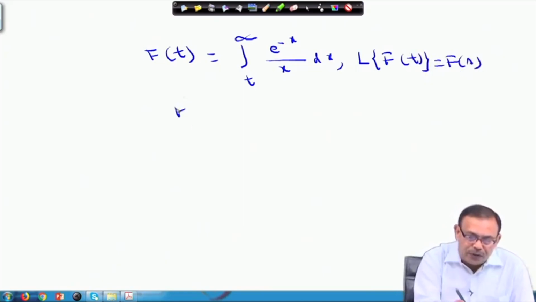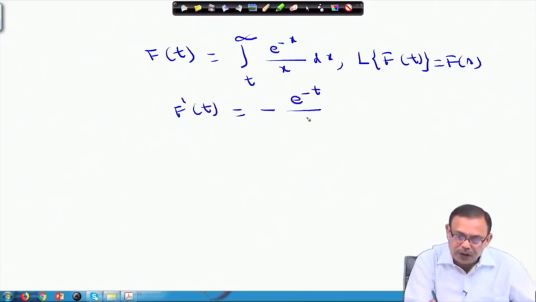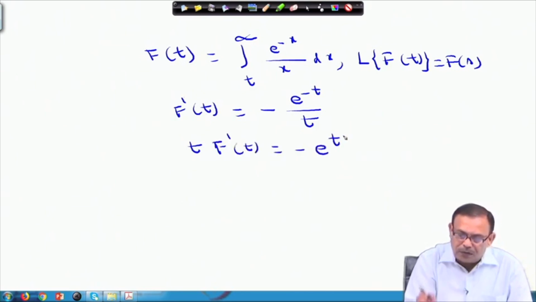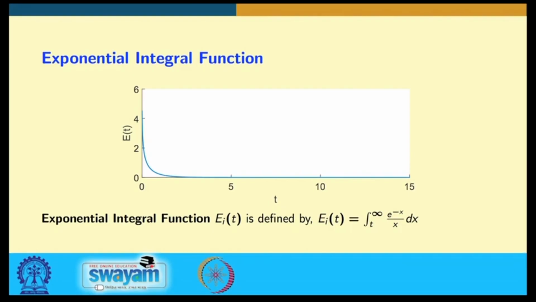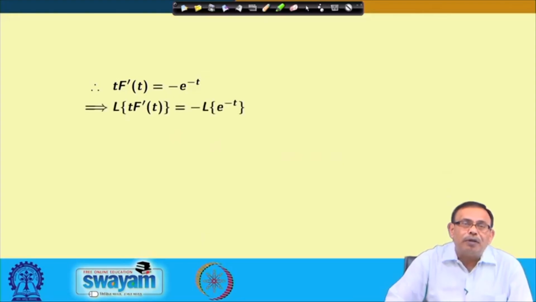So, f'(t), using the Leibniz integral rule, you can write as minus e power minus t by t. Once I obtain this, t into f'(t) will be equal to minus e power minus t. Now, I will follow a similar process from here. Let us go back to the next slides. Using this, taking Laplace transform on both sides of the given equation, the Laplace transform of t f'(t) equals minus the Laplace transform of e power minus t.